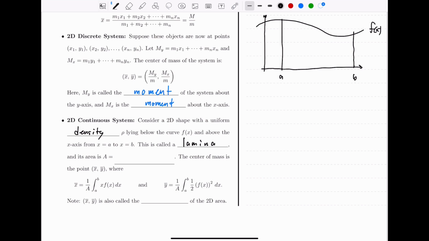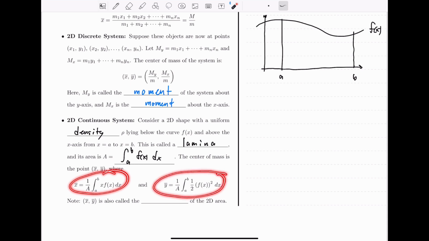And we can find the area of this lamina just with a simple integral. To find the area under a curve, we integrate from a to b the function f of x dx. Now, if we imagine a flat plate shaped like this lamina, then the mass is going to be centered at a certain location. Perhaps it would be somewhere around here. We can find the center of mass of this lamina by using these formulas. Here's the x value for the center of mass, and here's the y value for the center of mass. We'll talk about where these formulas come from, and then we'll solve several examples using these formulas.